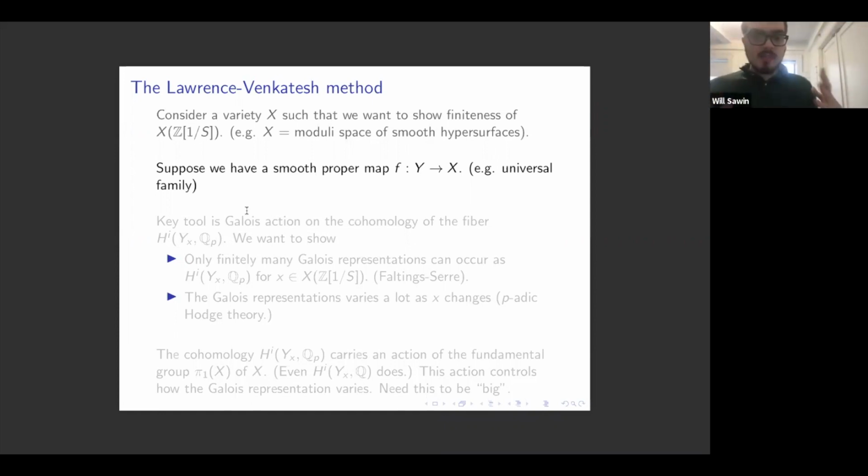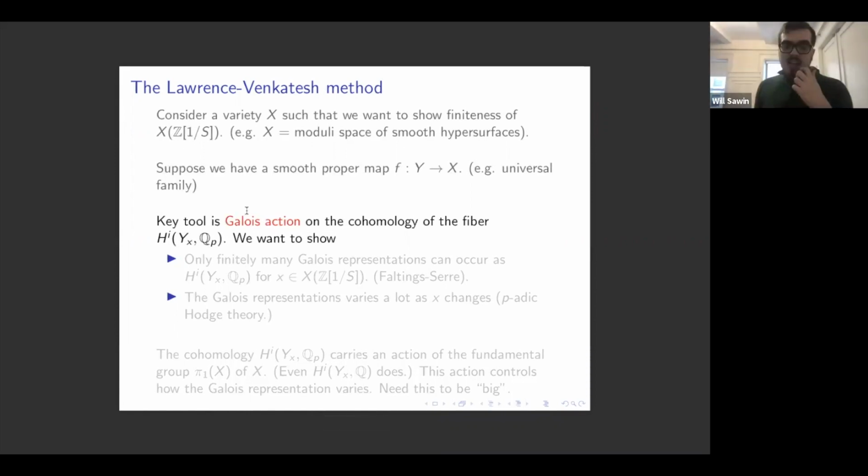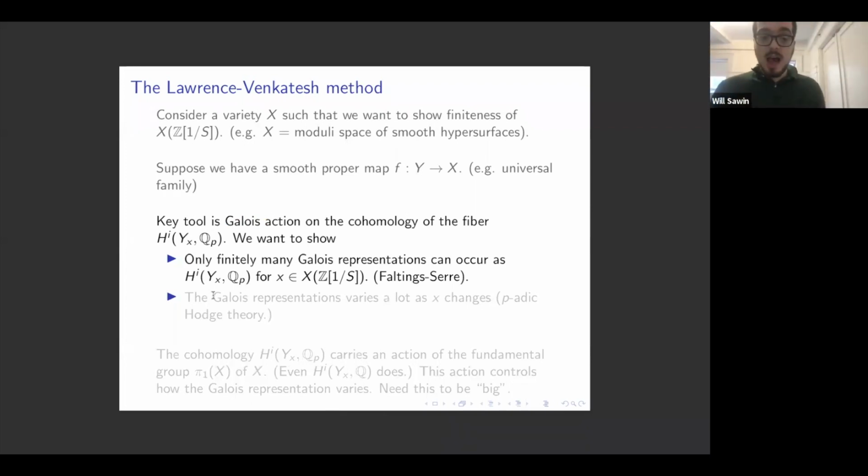And then a very powerful tool that we can use to attempt to prove finiteness theorems is the Galois action on the cohomology of the fiber. So I guess in Faltings' theorem for curves, this would be the Galois action on the Tate module. And we can try to show finiteness statements, or at least non-density, by showing two contrasting properties of this Galois representation. The first property is that only finitely many Galois representations can appear as the Galois representation of the fiber over an S-integer point, can appear for a hypersurface with good reduction.